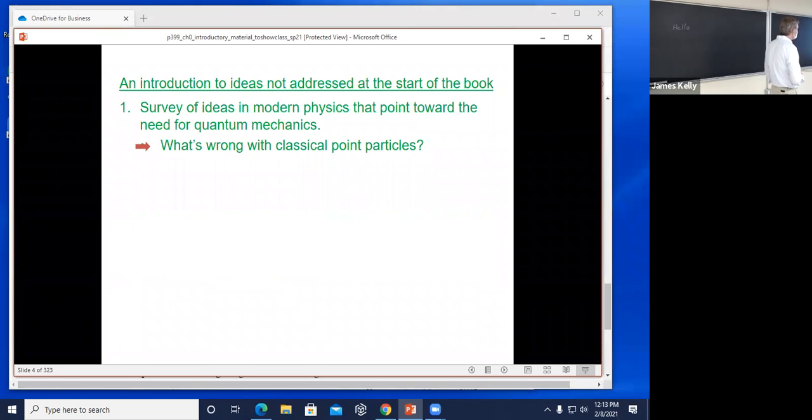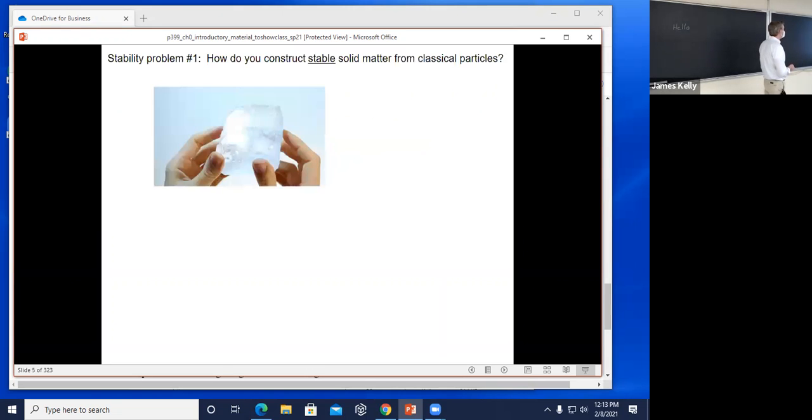Okay, so let's start with a discussion of what's wrong with classical point particles. Why can't we just have a theory? Or does it even make sense to make a theory where tables and crystals and things are made out of point particles that have forces between them? Presumably electric forces, right? That's the biggest, strongest force at the nanoscale. Gravity is really insignificant for electrons and protons, but electric forces are big.